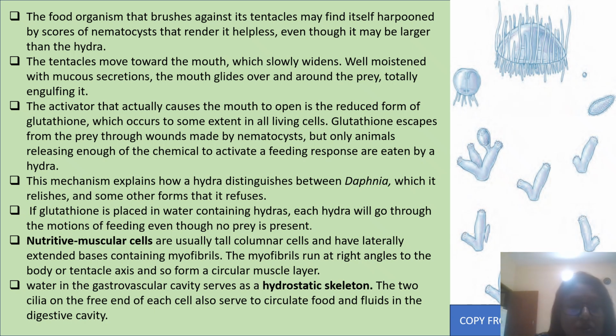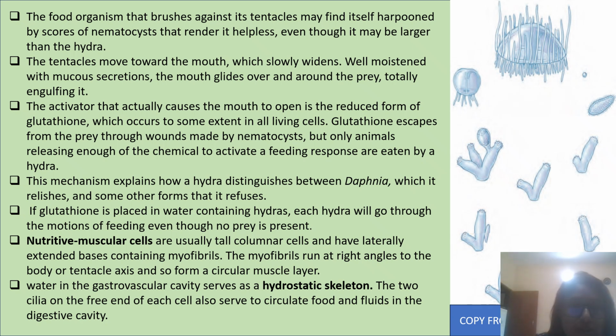The tentacles move toward the mouth, which slowly widens, well moistened with mucus secretion. The mouth glides over and around the prey, totally engulfing it. The activator that actually causes the mouth to open is reduced glutathione, which occurs to some extent in all living cells. Glutathione escapes from the prey through the wounds made by nematocysts, but only animals releasing enough of the chemical to activate a feeding response are eaten by a hydra.